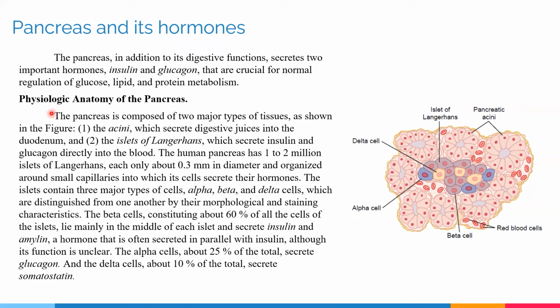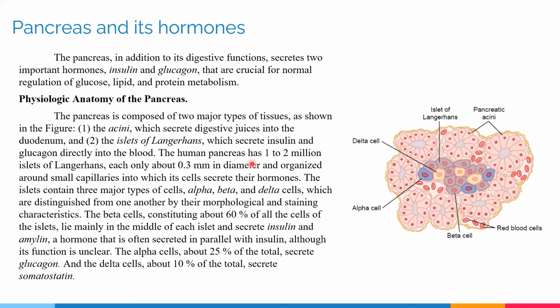Next, let us look into the physiologic anatomy of the pancreas. The pancreas is composed of two major types of tissues, as shown in the schematic right here. The first are the acini, which secrete digestive juices into the duodenum, and the second are the islets of Langerhans, which secrete insulin and glucagon directly into the blood.